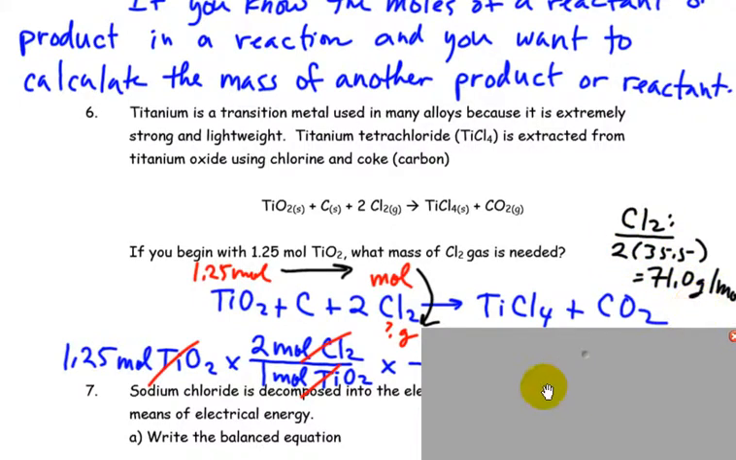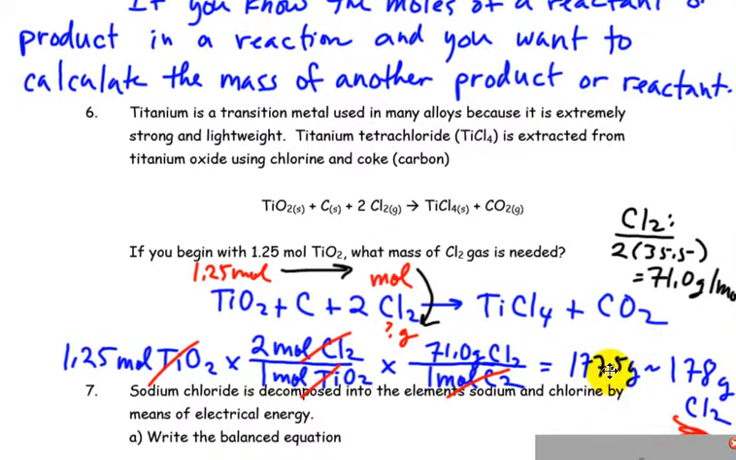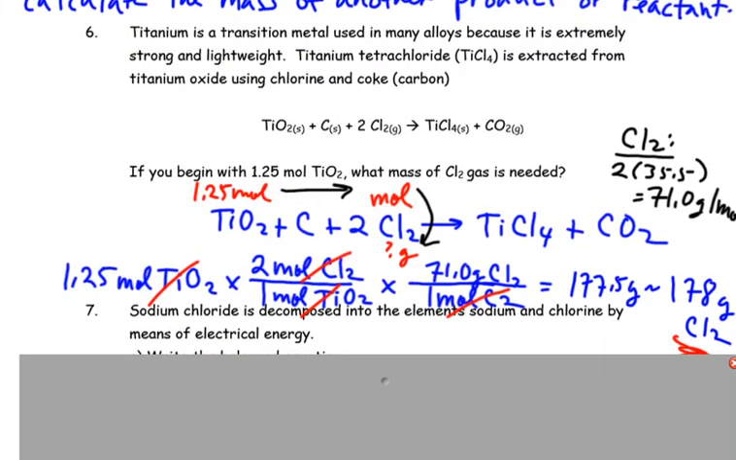2 chlorines, 71.0 grams per every 1 mole. So the conversion, 1 mole of 71 grams. So this is this step right here, the second conversion. And as you can see, the units cancel out nicely, and we're left with our final unit. 177.5 grams of chlorine. There's 3 sig figs here, so I rounded that off to be 178 grams.